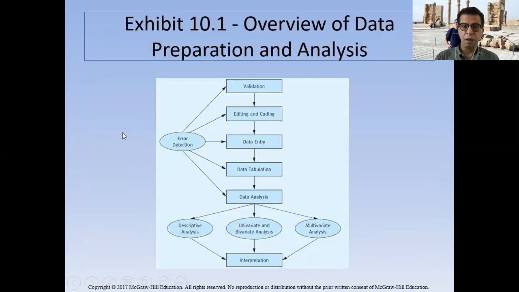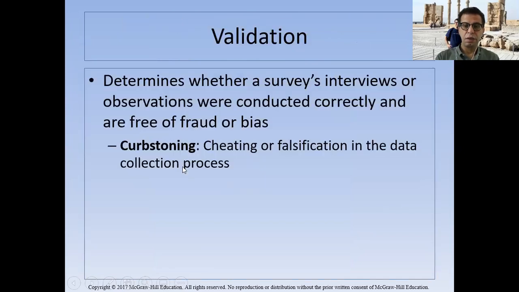So in general, when we do error detection and data analysis, we look at the validations. We look at the editing and coding, whether it's been edited and coded correctly. We look at the data entry, whether it's been done correctly or not, incomplete or complete, and tabulations of it, and data analysis.